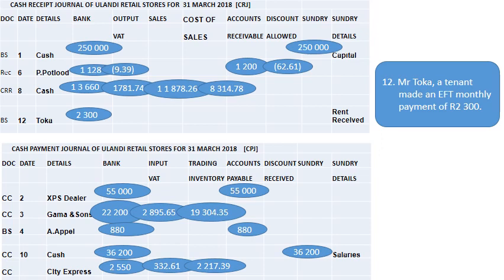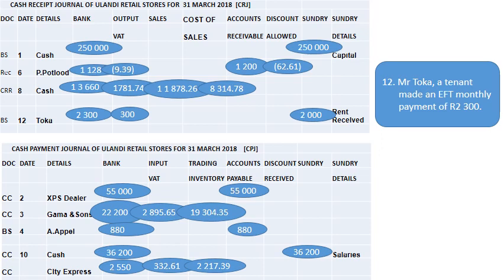Rent received for business qualifies for VAT. Therefore, we will determine the output VAT on the inclusive amount, and the VAT that we will calculate will be 300 rand. Then under the sundry, we will reflect the actual rent received excluding VAT of 2,000, and the details under the sundry column will be rent received. Rent is a sundry item because it's a transaction that will only occur once in a month.